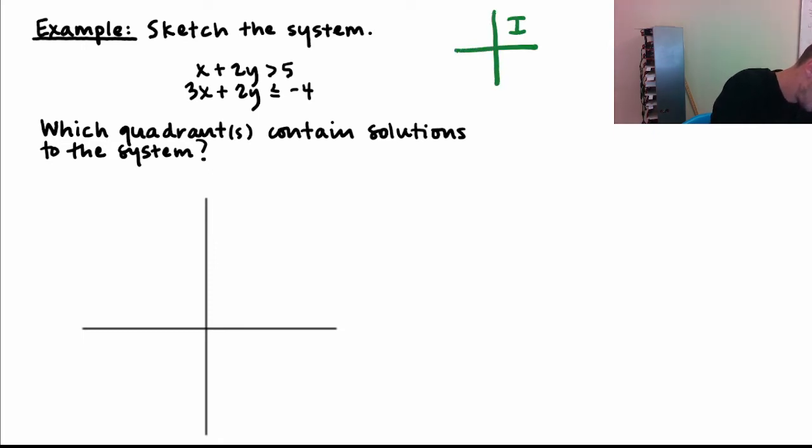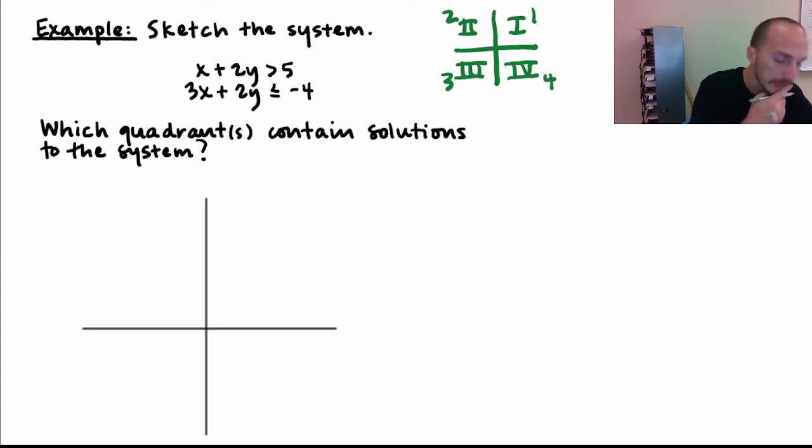This is quadrant 1, this is quadrant 2, this is quadrant 3, and this is quadrant 4. For instance, quadrant 3 is where x and y are both negative, and quadrant 2 is where x is negative and y is positive. Sometimes they use Roman numerals, sometimes they use regular numbers. So I'll just put those over here as well.